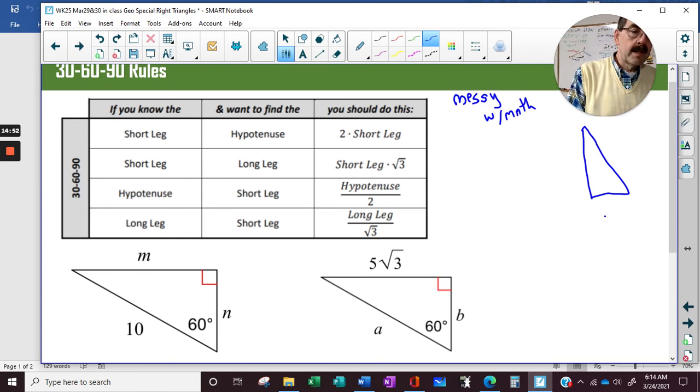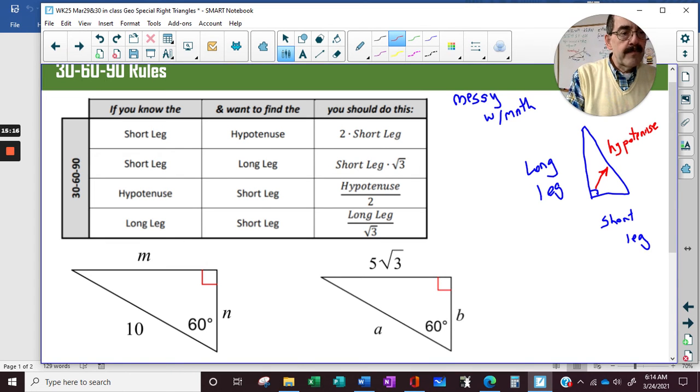Okay? And label the short leg, the long leg, and most importantly, across from the 90 is the hypotenuse. Okay?